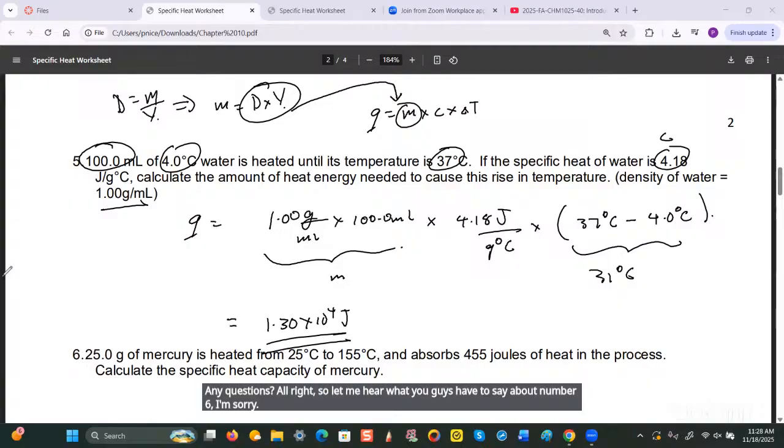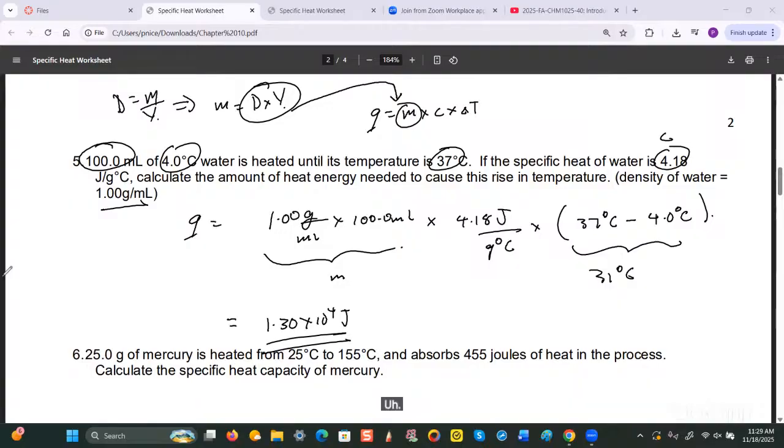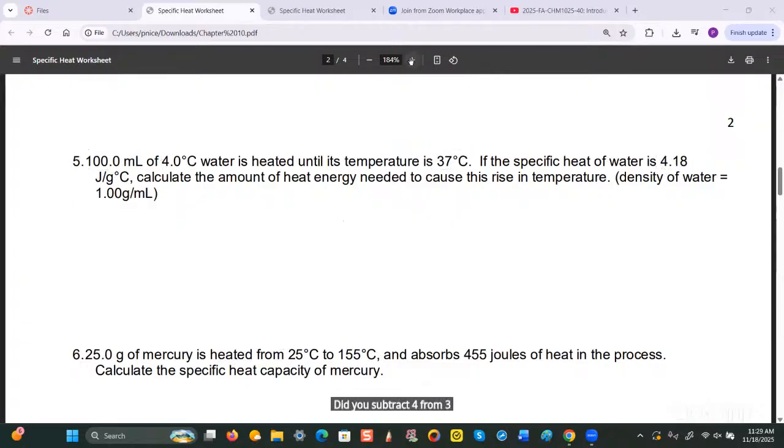Sorry, let me clear this. Did you subtract 4 from 37? Sorry? Did you subtract 4 from 37 just a moment ago? Oh, okay, I think I just realized that already. Let me, yeah, sorry. I think I may have made a mistake, now that you mention it.